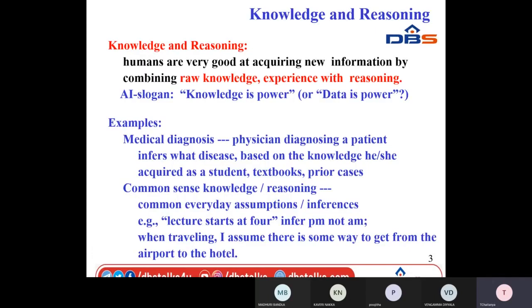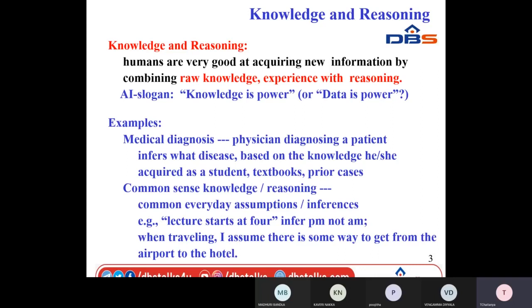Our next topic is knowledge and reasoning. Our unit itself says logical reasoning, so let us define knowledge and reasoning. Humans are very good at acquiring new information by combining raw knowledge and experience with reasoning.